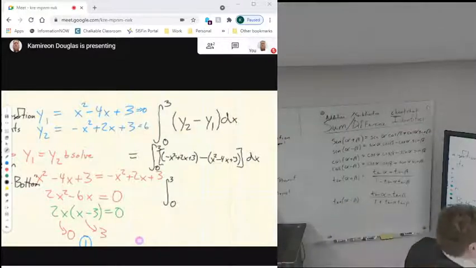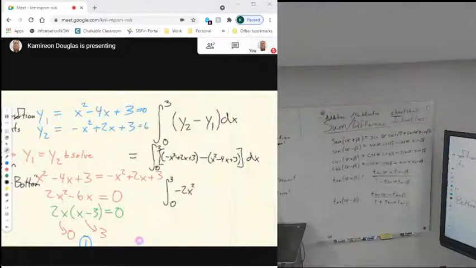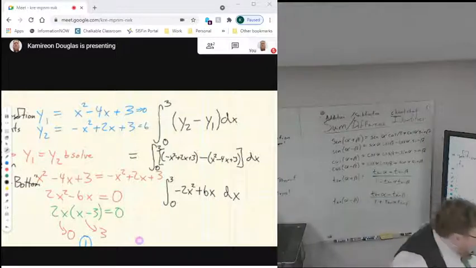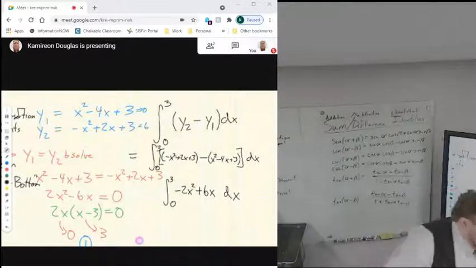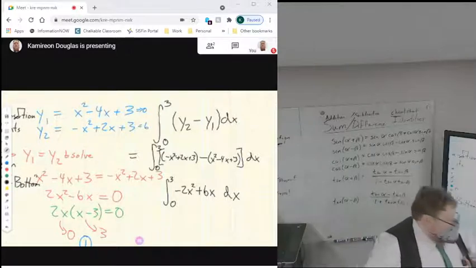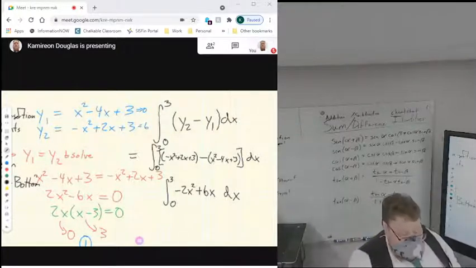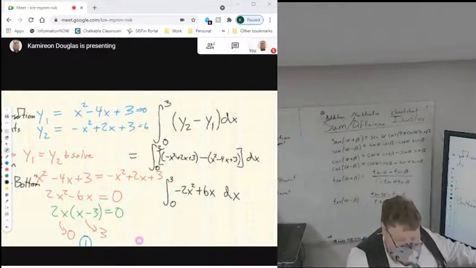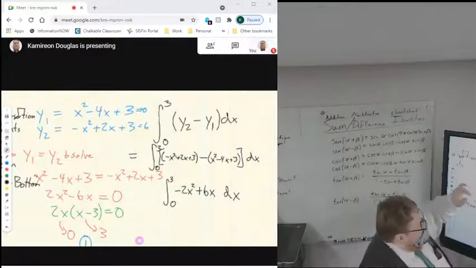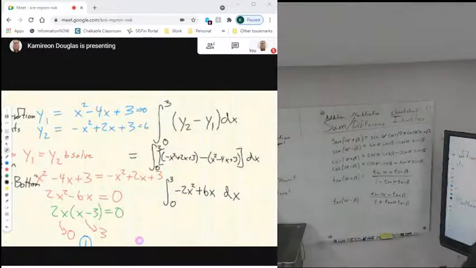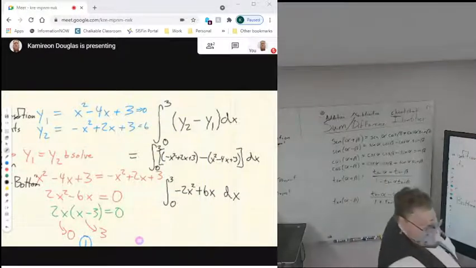So let's simplify this as much as I can. This becomes negative x squared minus x squared, that'd be negative 2x squared. Positive 2x, double negative, make that positive 4x, for plus 6x. And then the zeros, dx. What you might notice is those two are really similar. They should be. It depends on the order which one will be the positive and the negative, but they should be similar. So notice that this complicated problem reduces to a simpler standard integration problem.